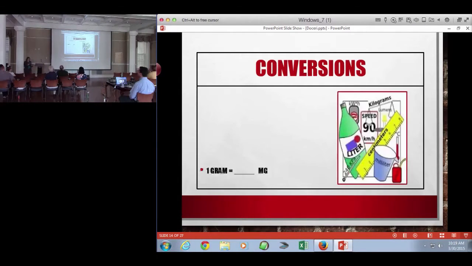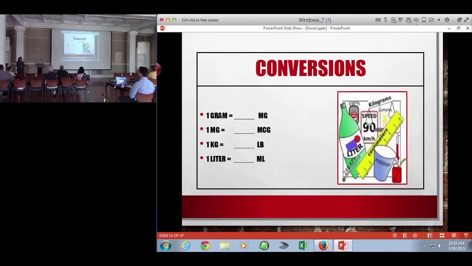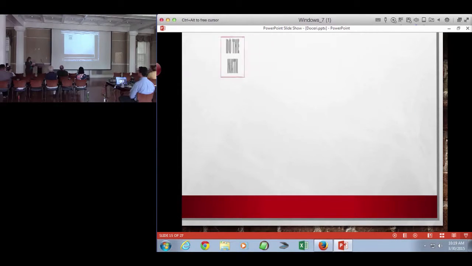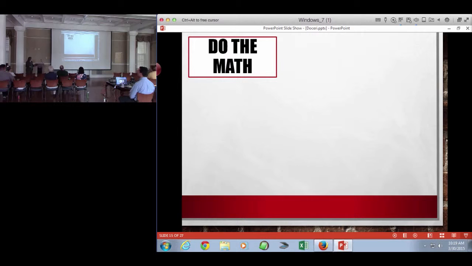And the conversions, that slide just works just the same as the one with the equivalents. Again, I would pass it around and let them fill in the appropriate number. And then doing the math.